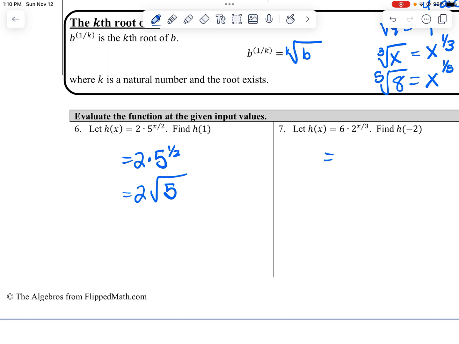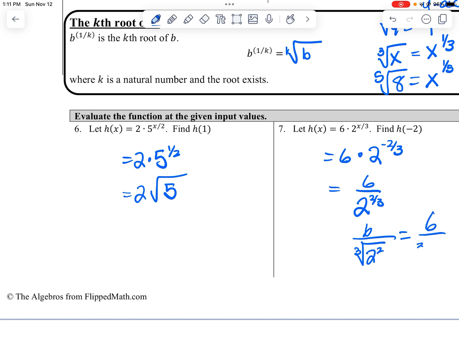So what about this one? Evaluate when it's -2. So times 2 to the -2/3. Well, what do we know a negative does? We flip it. So 6 over 2 to the 2/3. And then again, the bottom one is our root. So 6 over the cubed root of 2 squared. And we could say 2 squared is 4. So the cubed root of 4. So there's all those different ways that you might see this.